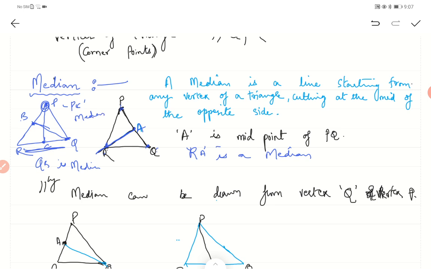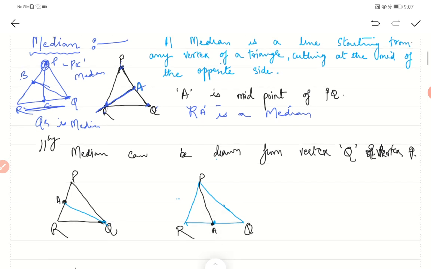Alright, so what is median? A line coming from any vertex of a triangle and cutting at the midpoint of the opposite side. So this is a new term maybe for you all. So median is a line that can come from any vertex of a triangle, and it is cutting at the midpoint of the opposite side.